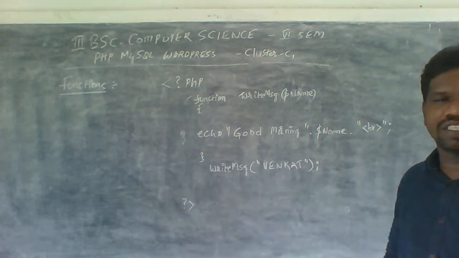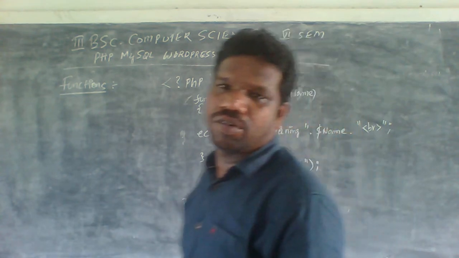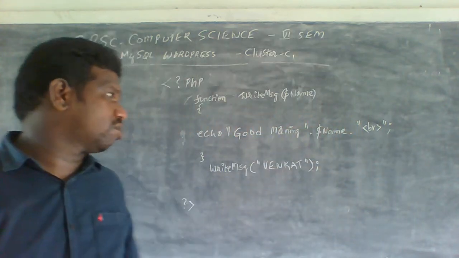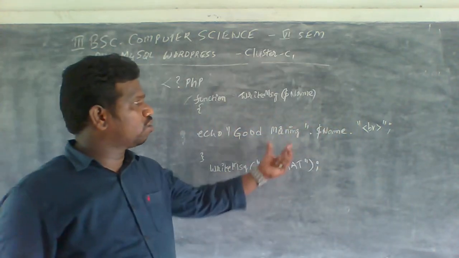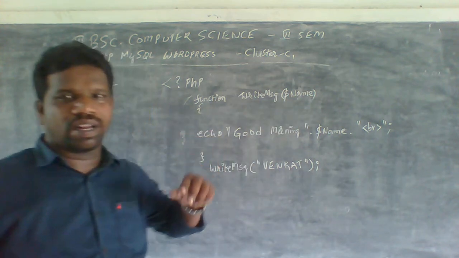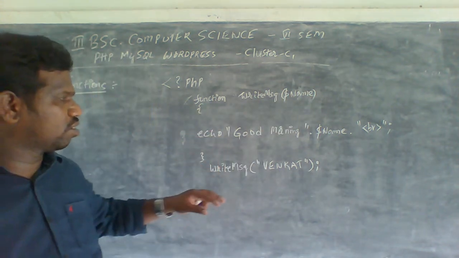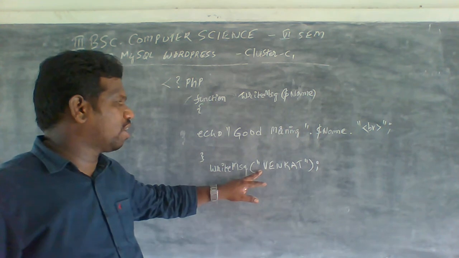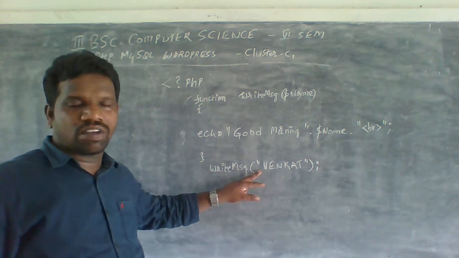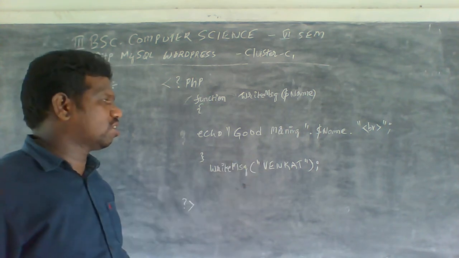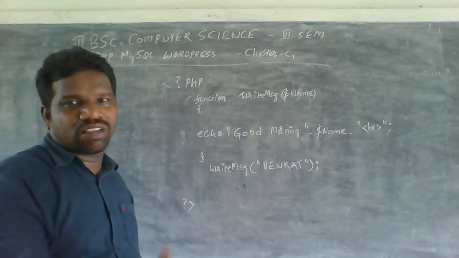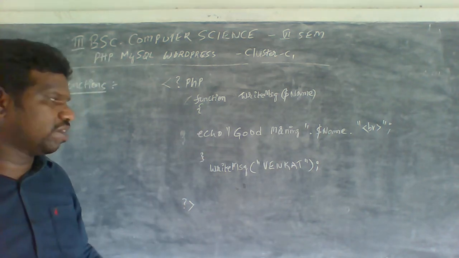So what is that? Venkat here. The program is going to execute this. Venkat is going to be placed as the name here because of the function. This is the parameter, or the arguments of the function. In this session I'm passing values to that variable from the calling function.